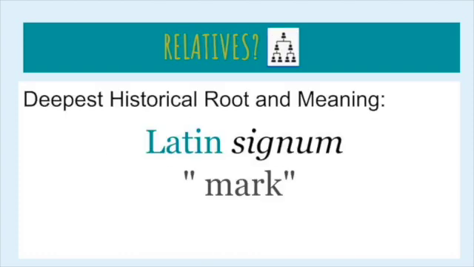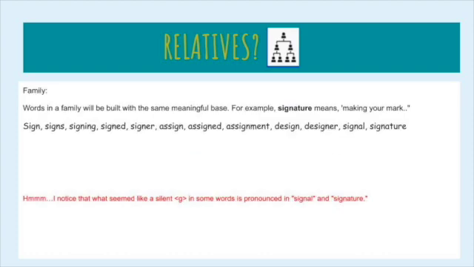Next, we want to find out the relatives. We'll start with the historical relatives. We want to find out what's the deepest historical root of the word sign. And we discover that it's the Latin signum, meaning mark. As we look at the Latin signum, we see a G in there, and we tuck that away for future reference.